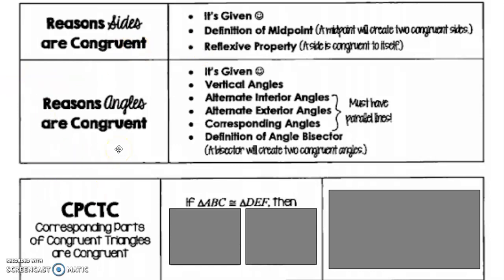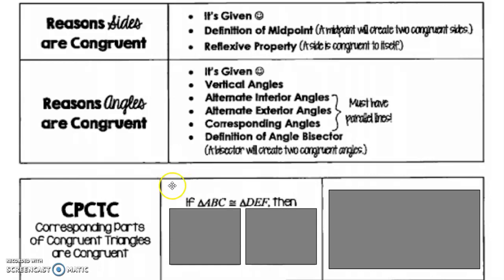Our angles that are congruent, again, they can tell us that it's given. We can have vertical angles. Remember, vertical angles are angles that are across from each other. And then we have all of our different types of angles that we looked at when we were looking at parallel lines and a transversal. So we have our alternate interior angles, our alternate exterior angles, corresponding angles, definition of angle bisector. That's one that wasn't in our parallel lines unit, but that is one that we have talked about before. When I have an angle and an angle bisector, it's cutting that angle into 2 equal halves. So those 2 angles would be congruent.